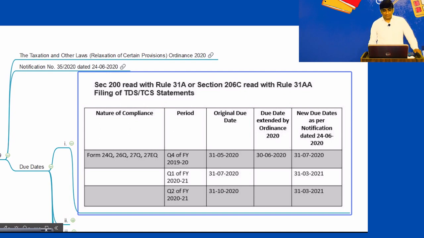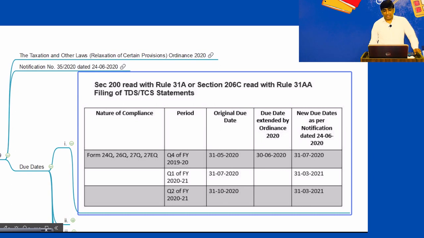First of all, form 24Q, 26Q, 27Q and 27EQ. For quarter 4 of financial year 1920, original due date was 31st of May, which we have already mentioned. As per ordinance, the date was extended to 30th of June, and now as per notification dated 24th of June, it has been extended till 31st of July.